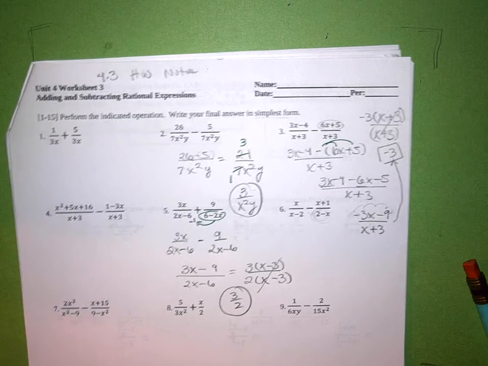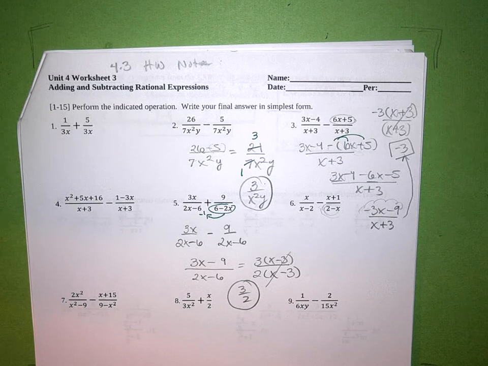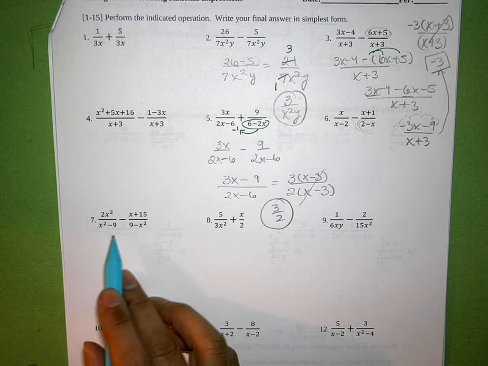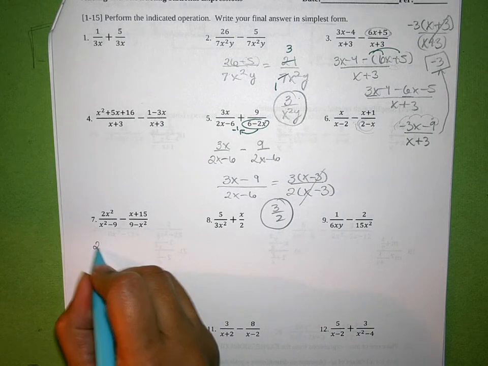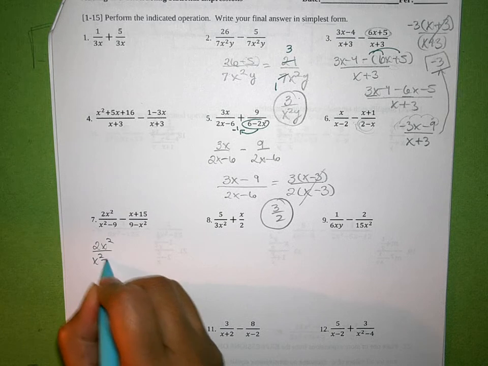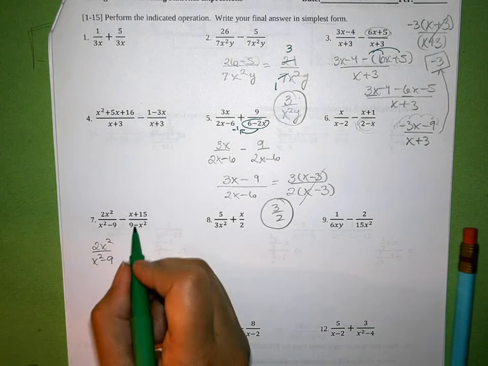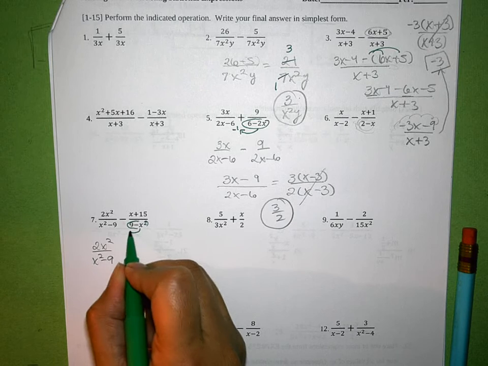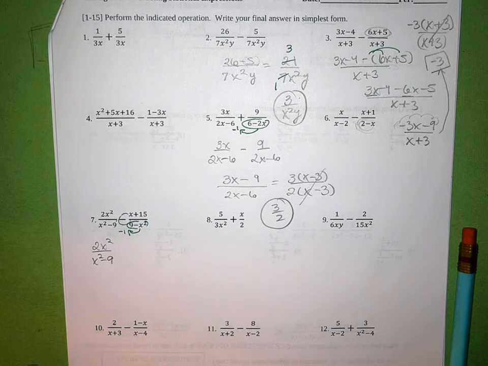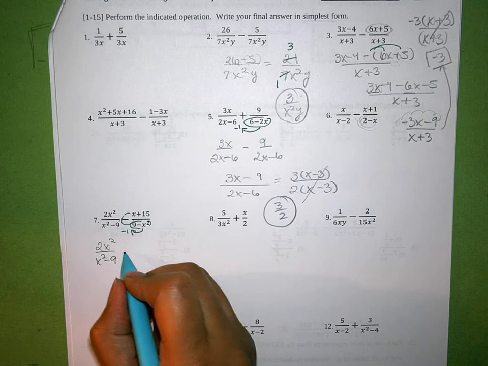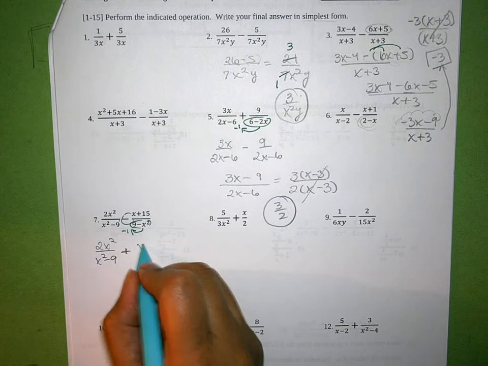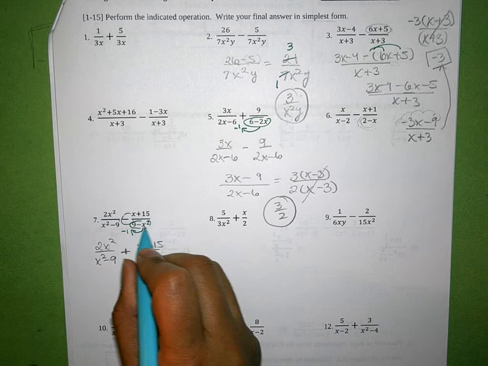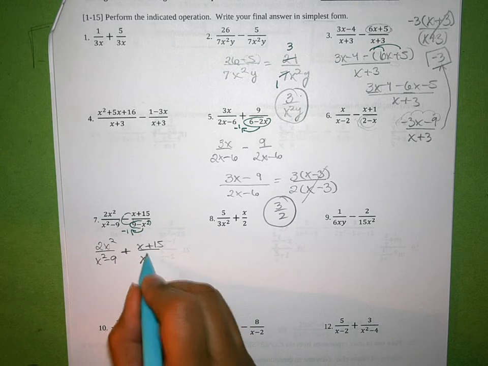Alright, next one I'm going to do is number 7. Okay, now these guys again are opposite, so I'm going to rewrite it. 2x squared over x squared minus 9. I always pull the negative. It doesn't matter which one, but I like to pull it out of the second one because then I can change that sign. That minus becomes plus. Earlier the plus became minus. X plus 15 is going to stay, and 9 minus x squared becomes x squared minus 9.